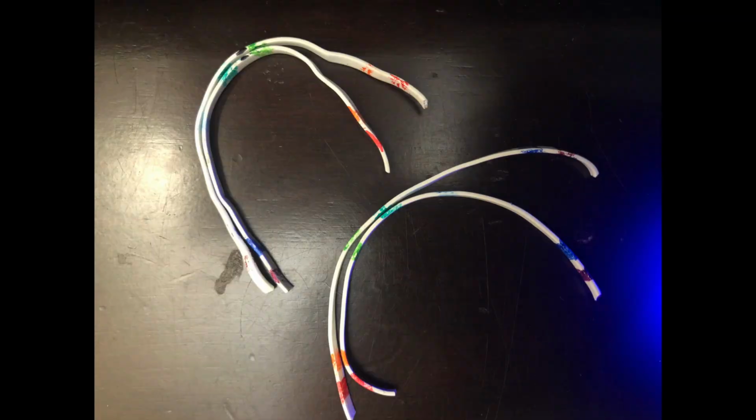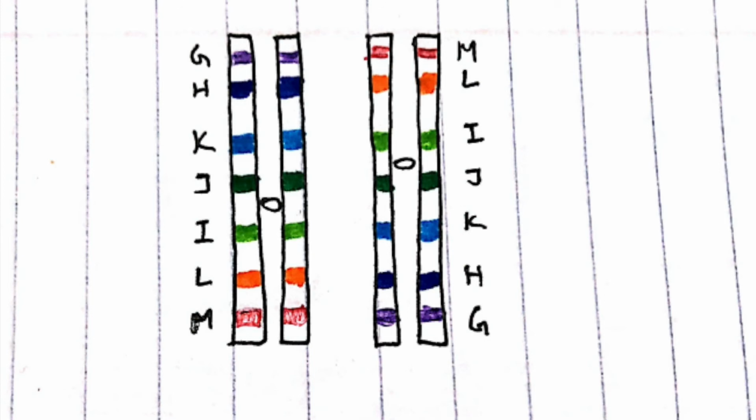And so let's say we have another chromosome pairing where we have a MLIJKHG and a GHKJILM, so backwards of each other. Now, this doesn't really have a big difference because there is no inversion happening. The chromosomes are simply just backwards. Now, this doesn't change the chromosome at all. If we just turn it back around, it will be the exact same chromosome as the first one.